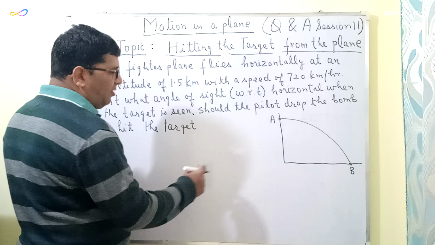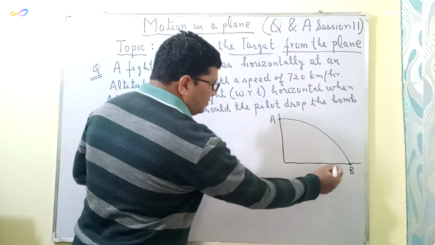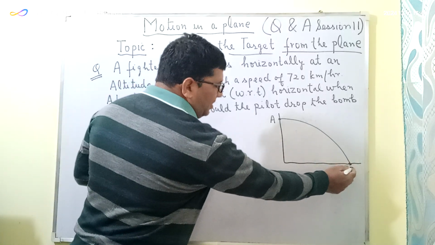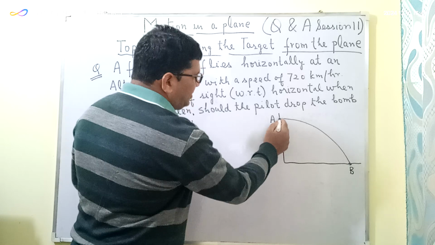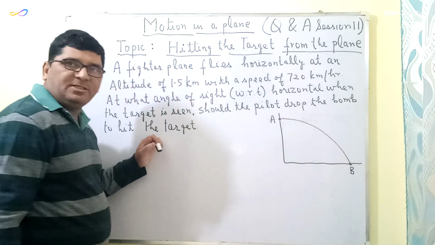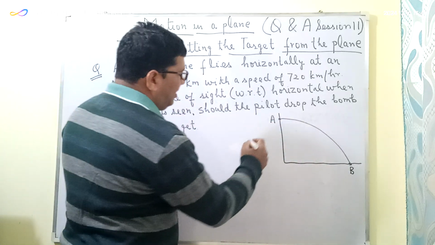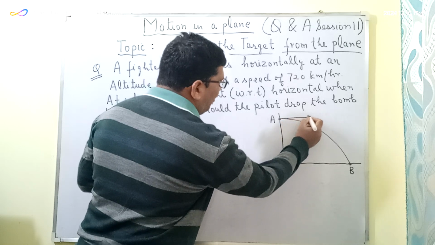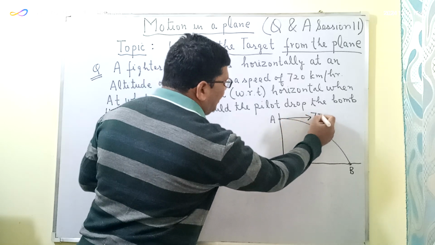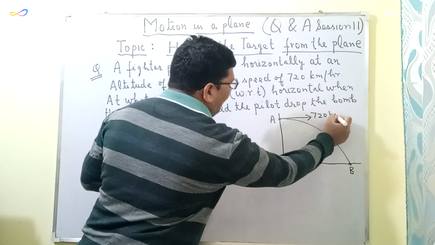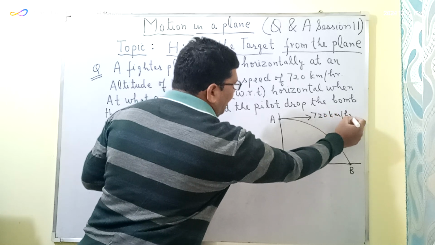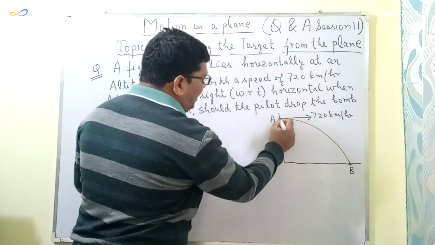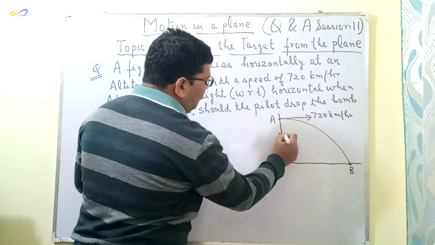So I have drawn here one simple figure. Here the point B is the target, and this is the point A where the pilot drops the bomb. So when the pilot drops the bomb, it will have a horizontal speed of 720 km per hour, and its vertical component will be equal to 0.